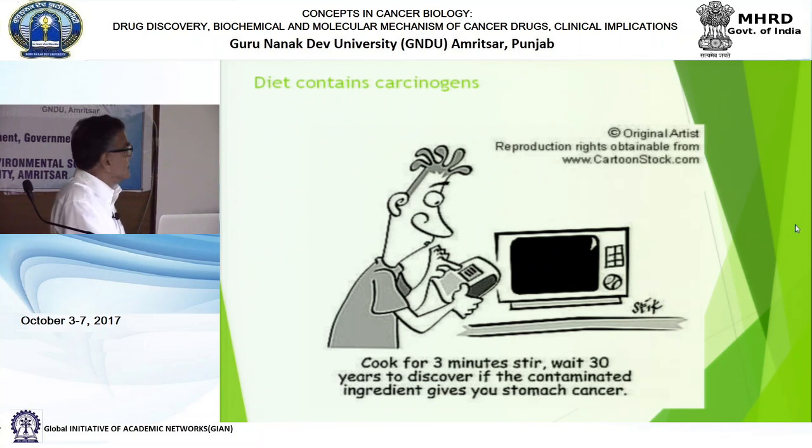And what is this? Diet contains, I don't remember the something. Cook for 3 minutes or wait 30 years to discover if contaminated ingredient gave you stomach cancer. Meaning it's a study, like, you know, you wait for prospective. Any questions?